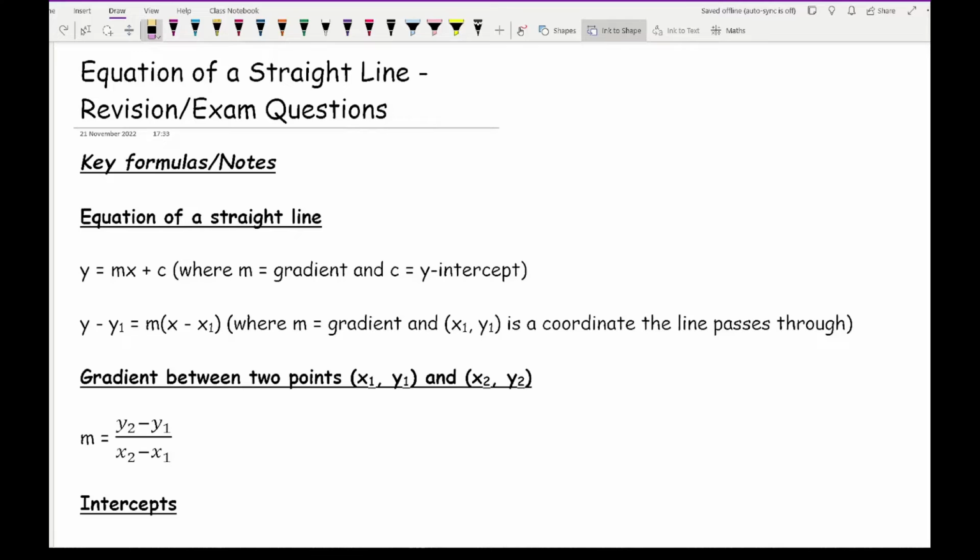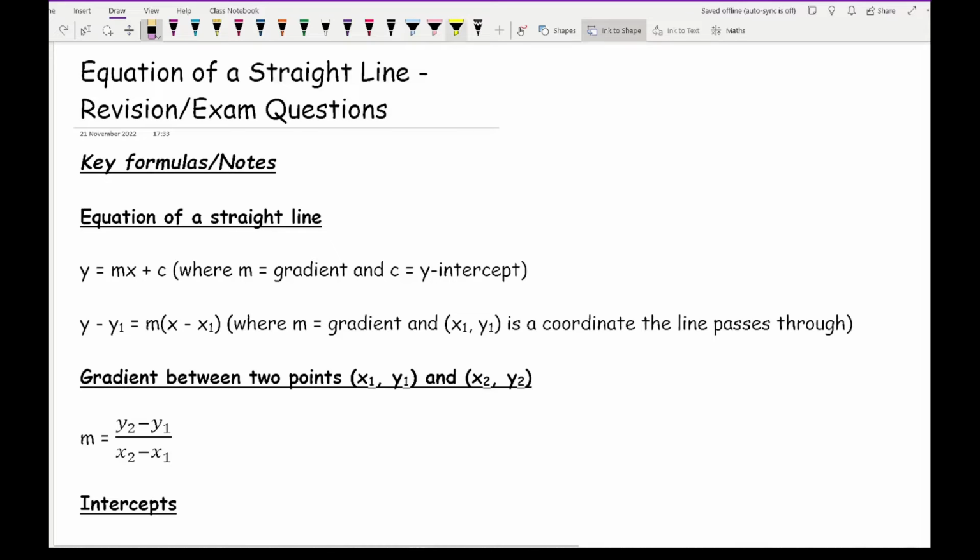Now before we get started working through some exam questions, let's just quickly go over the key formula and notes on the equation of a straight line. When we look at the equation of a straight line, there are two main formulas that are more commonly used at GCSE level and also creeping into additional maths, further maths and A-level maths. The first is y equals mx plus c, where m is the gradient and c is the y-intercept.